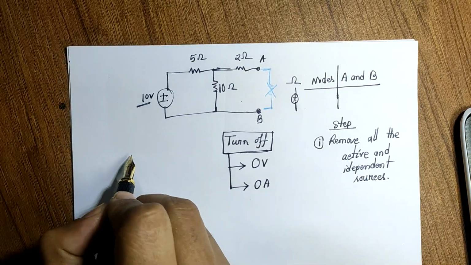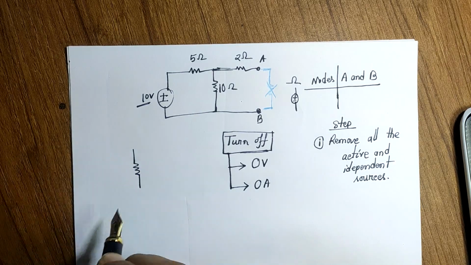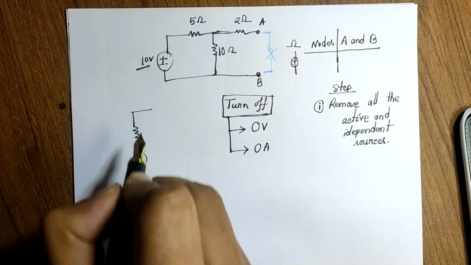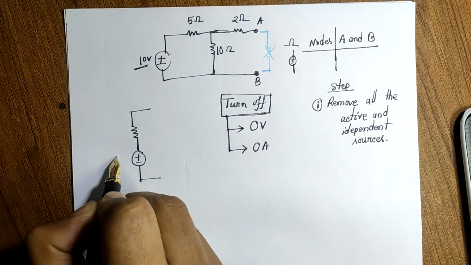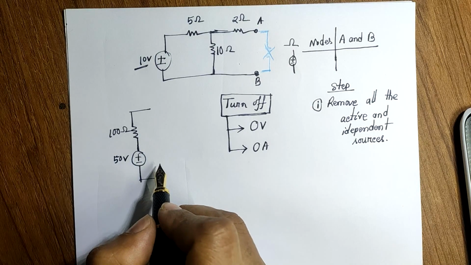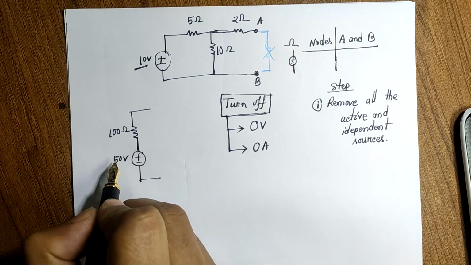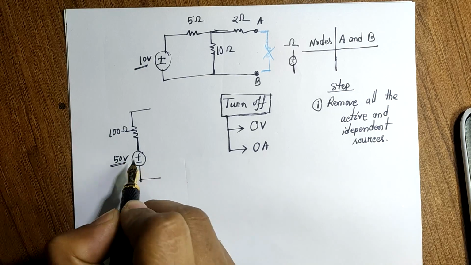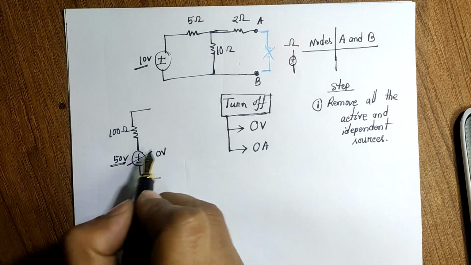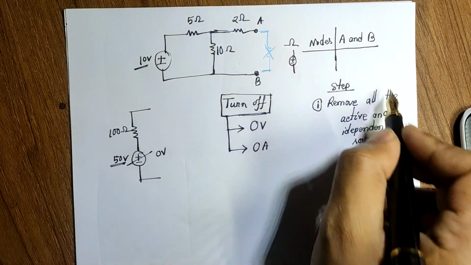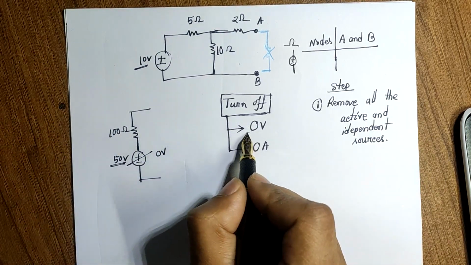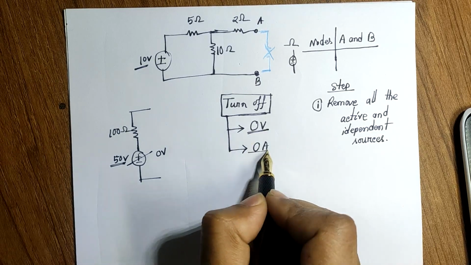What I mean, let's say there is a resistance here and there is a voltage source here. Let's say this has a 50 volt supply and this is 100 ohm resistance. Now if I want to turn this off, I have to set the voltage as 0 volt, and if I set any voltage source to 0 volt, it means that the voltage source has been turned off. So turning off means converting a voltage source to a 0 volt supply and converting a current source to a 0 ampere supply.